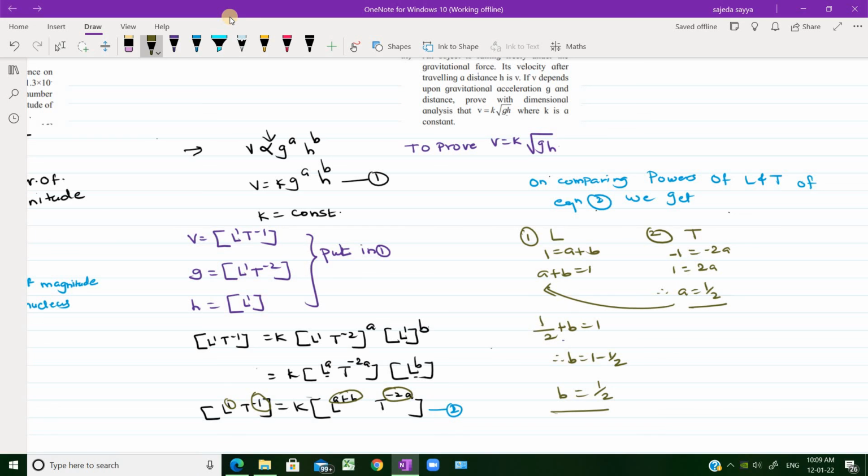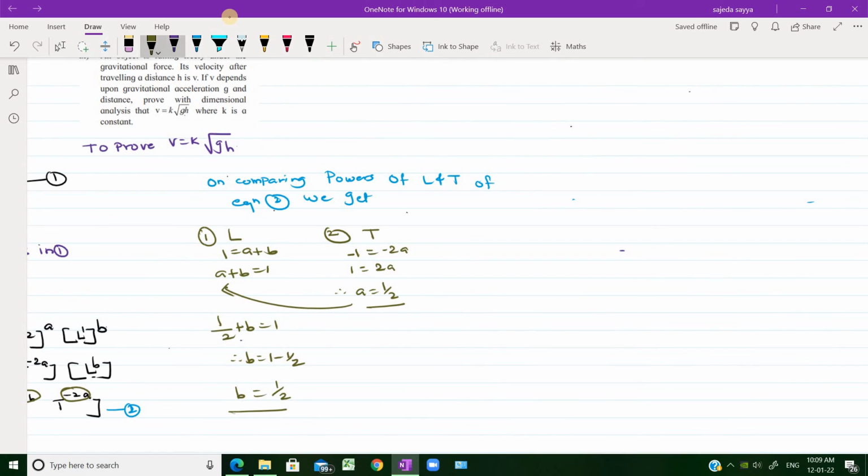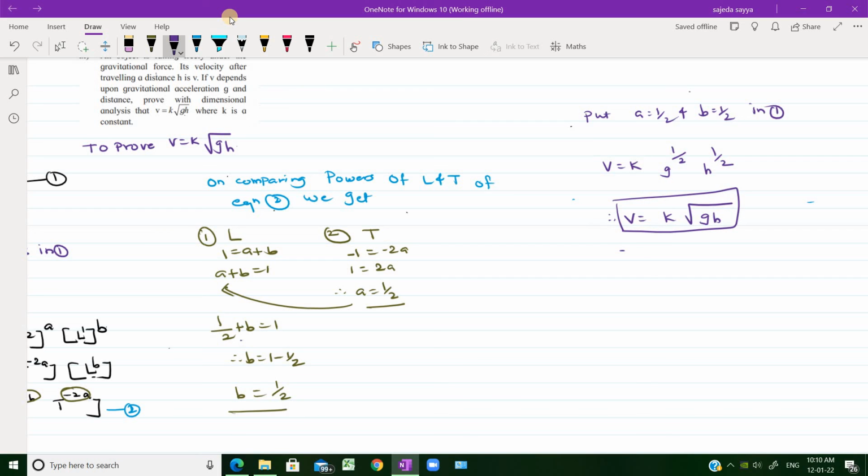So these are the two values we are getting. We are going to substitute them in equation 1 to get the desired equation. Put a equals half and b equals half in equation 1, so we get velocity v equals k g raised to half h raised to half. Sorry, it must be g and h. Therefore, velocity v equals k root of gh. So this is our proof. Okay, thank you. The remaining problem we will discuss in our next session.